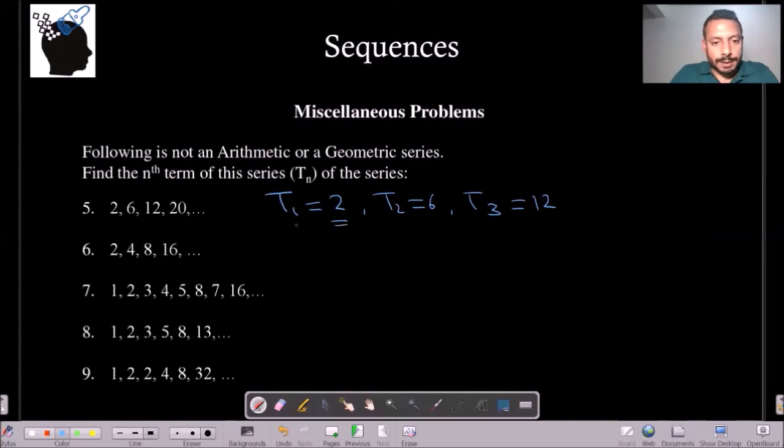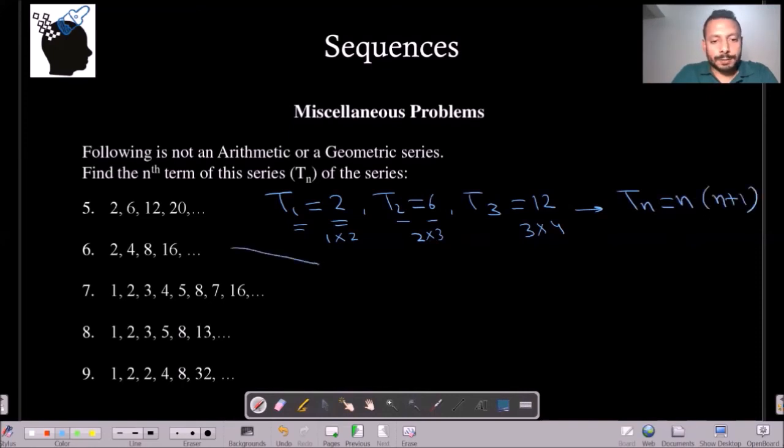So this is 2 and this is 1. So this can probably be 1 into 2. Now this is 6 and this is 2. I cannot write it as 1 into 2 because we will not get 6. What happens if we write it as 2 into 3? So that works. So I think it can be something like the term number multiplied by term number plus 1. Let's use the same logic here. So can we write 12 as 3 into 4? We can. So that means Tn can be written as n into n plus 1.